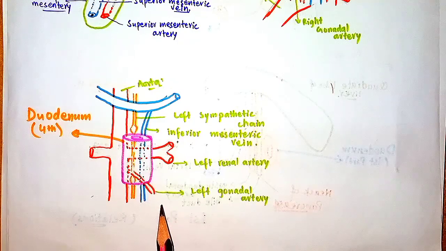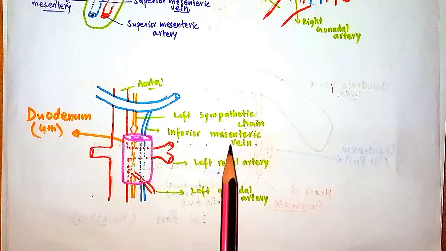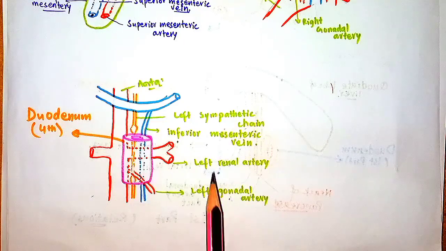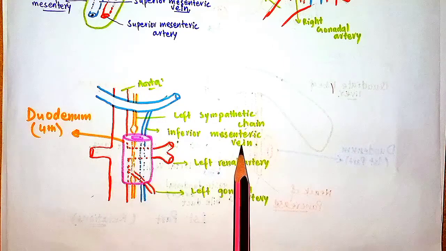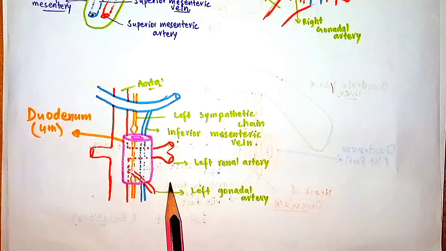Anteriorly, the root of the mesentery, including the transverse colon and lesser sac of the stomach. Posteriorly, the left sympathetic chain, left renal artery, left gonadal artery, and the inferior mesenteric vein. The body of the pancreas is present on its superior aspect.